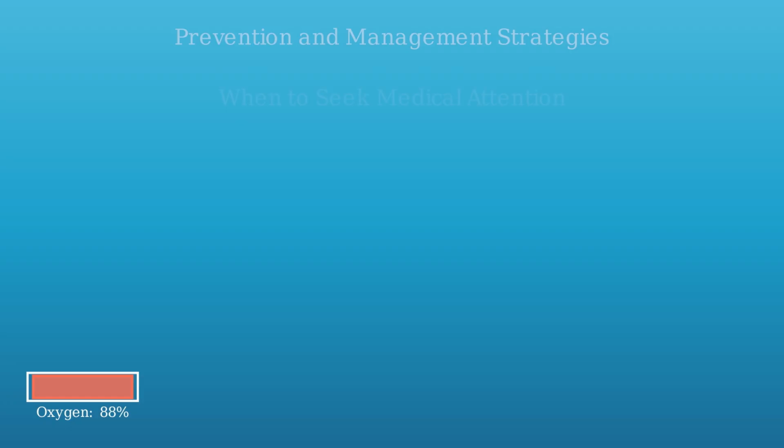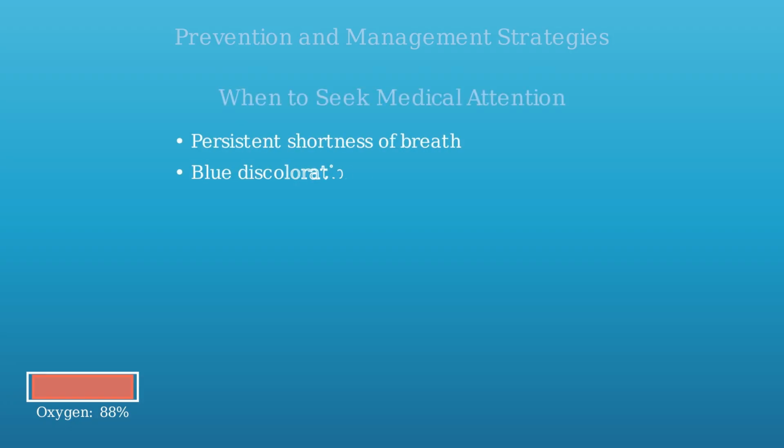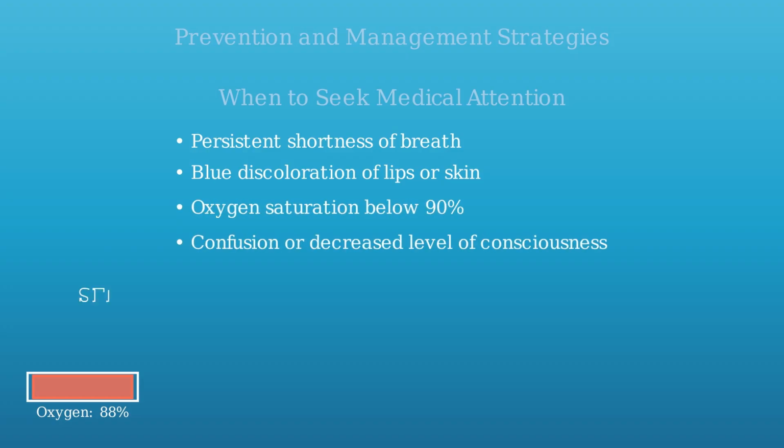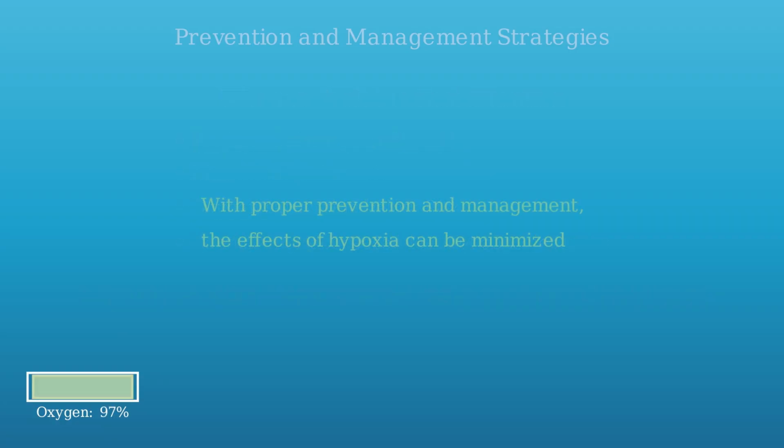It's important to know when to seek medical attention. Contact a healthcare provider immediately if you experience persistent shortness of breath, blue discoloration of lips or skin, oxygen saturation below 90%, or confusion. Seek immediate emergency care for severe symptoms. With proper prevention and management strategies, the effects of hypoxia can be minimized and quality of life can be improved for those with chronic conditions.